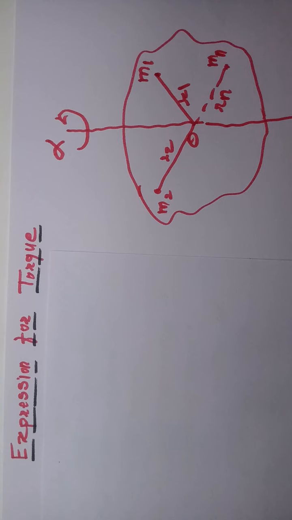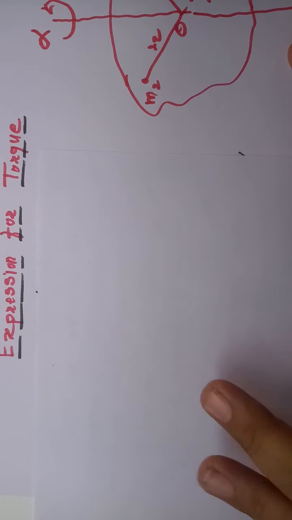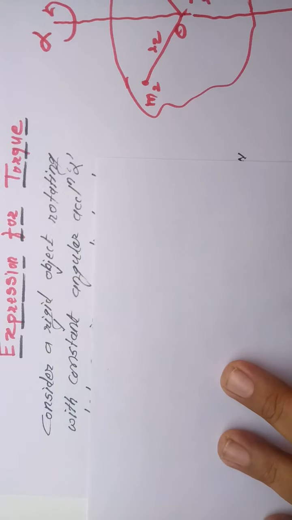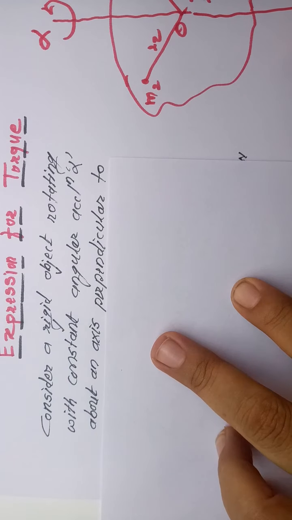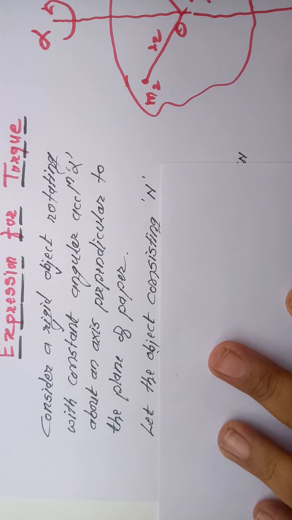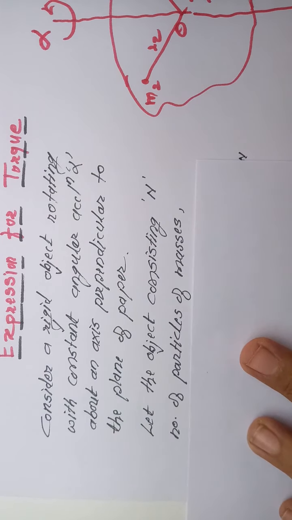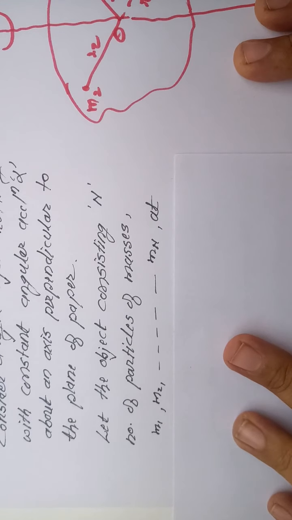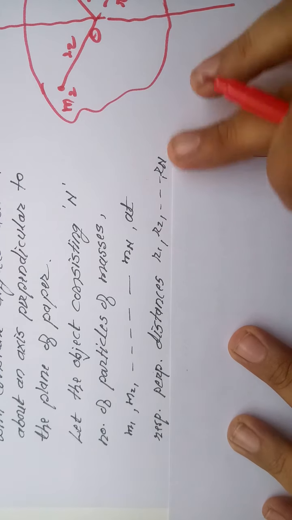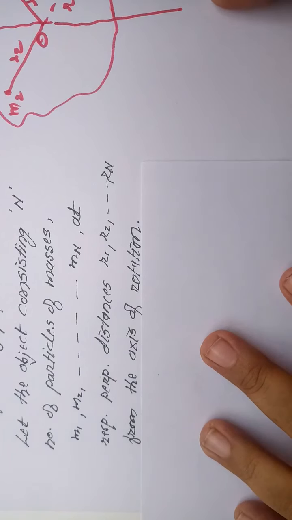So how do we obtain this? For that, we make some considerations. So how can we write that? Consider a rigid object rotating with constant angular acceleration alpha about an axis perpendicular to the plane of the paper. Let the object consist of n number of particles of masses m1, m2, m3 up to mn at respective perpendicular distances r1, r2, r3 up to rn from the axis of rotation.